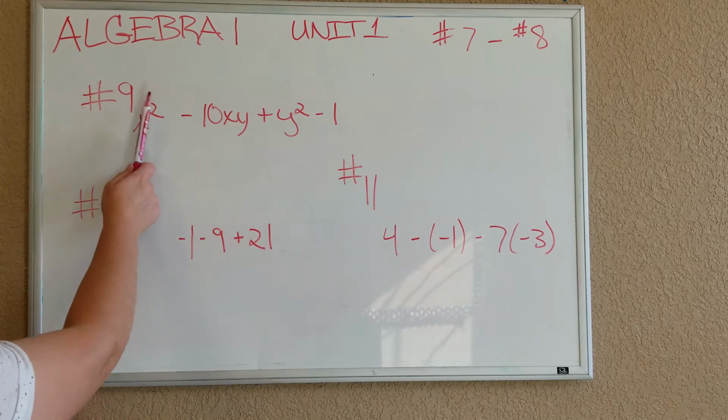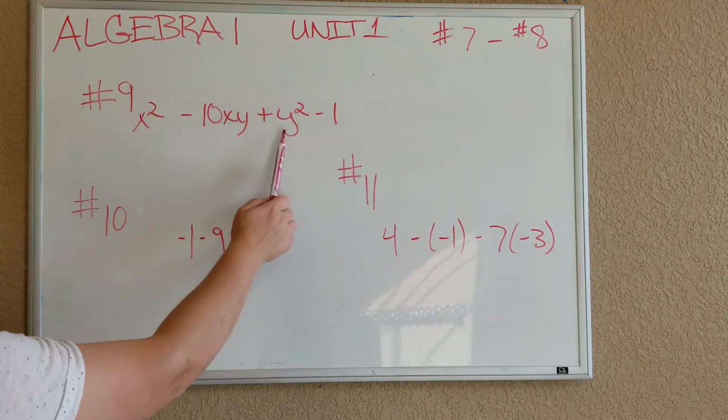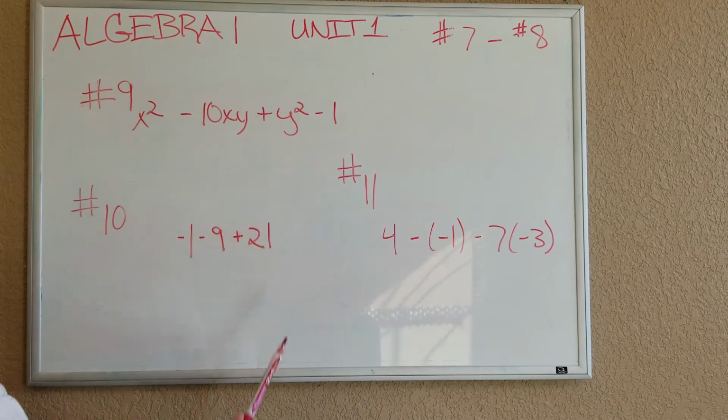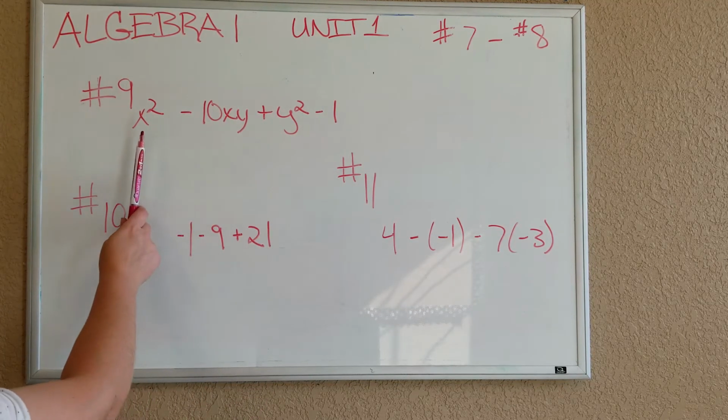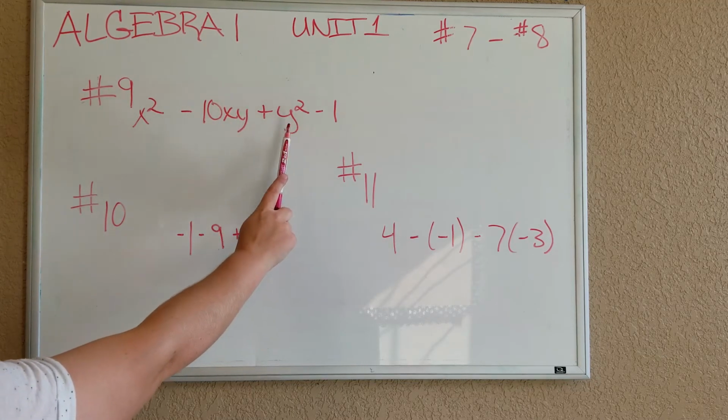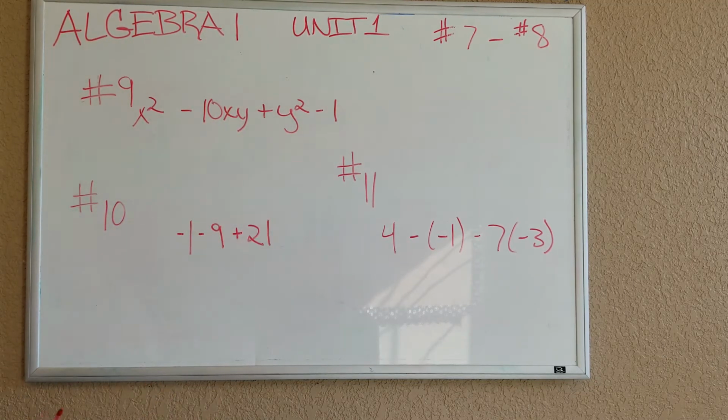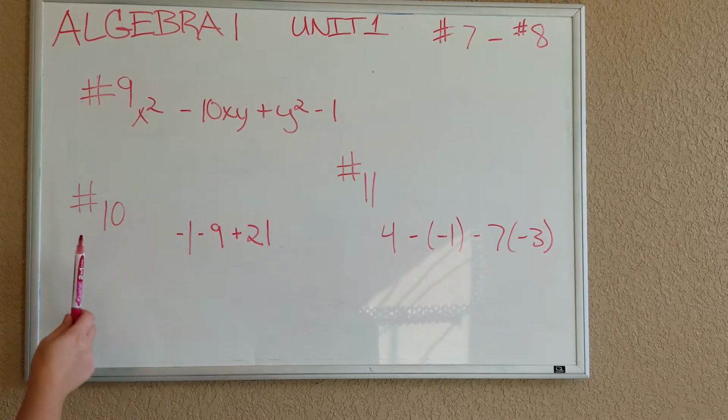So this one is x squared, xy, y squared, and this is a constant. So no, there's nothing like, there's nothing we could add or put together. So that gives you 1, 2, 3, 4 terms. So check to make sure none of them are like before you decide.